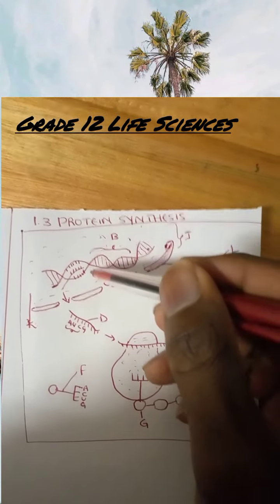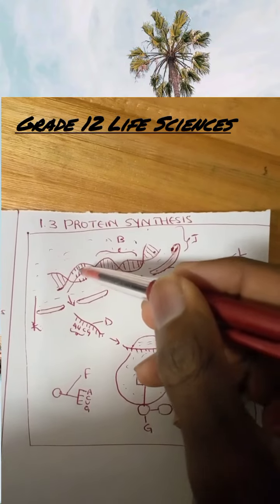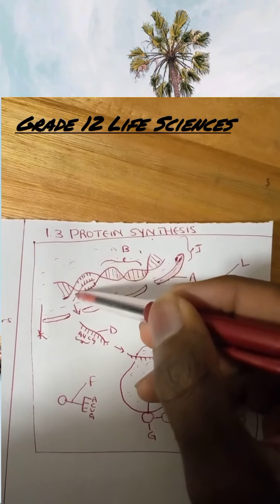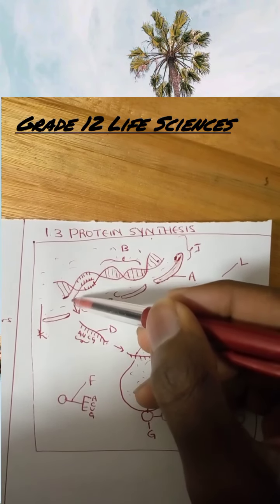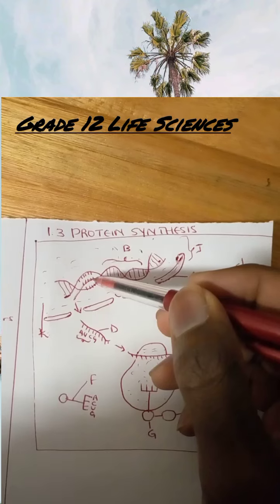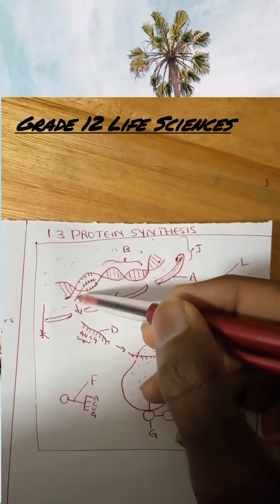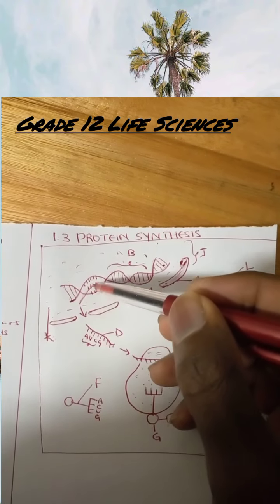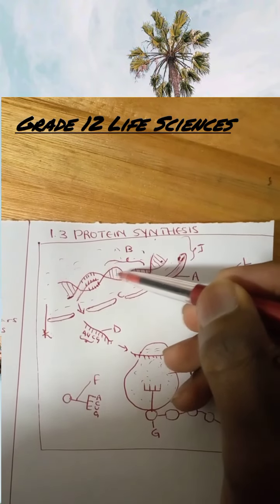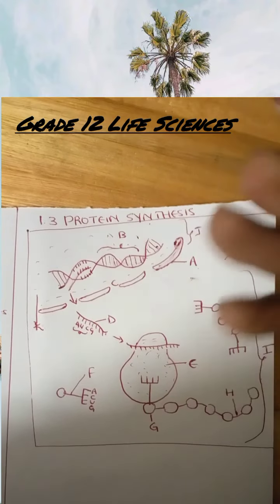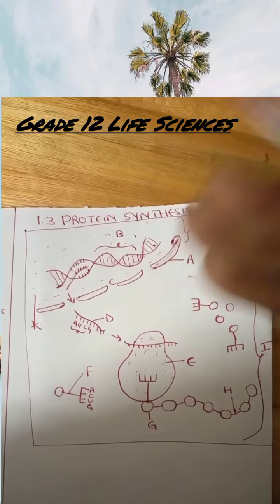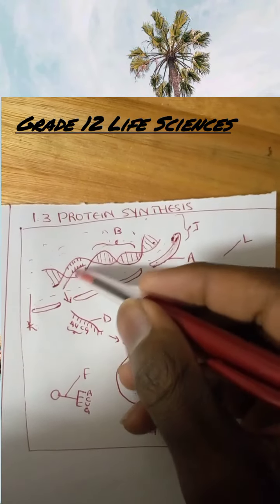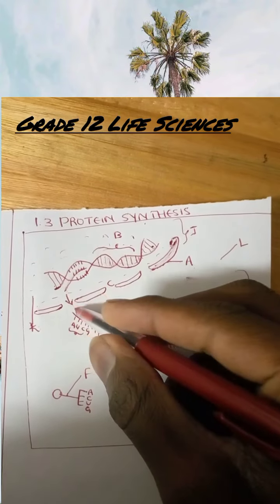And then these weak hydrogen bonds end up breaking, and when they break, they form the messenger RNA. This is the messenger RNA. It forms messenger RNA due to the weak hydrogen bonds breaking. You can hear this word, guys, weak. It means the bonds are weak, so that's why they break. They break, and then they form the messenger RNA.